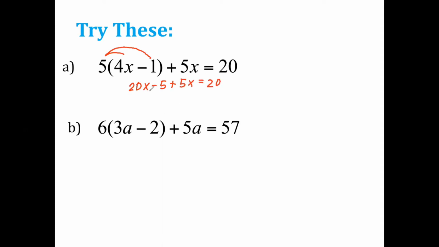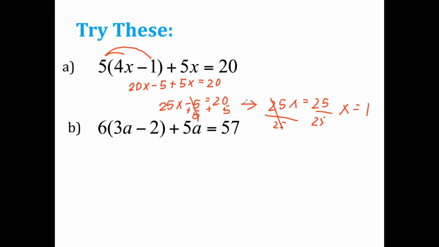Now you can go ahead and combine like terms. Always look for terms with the same variable. In this case, 20x plus 5x, which would be 25x minus 5 equals 20. Undo subtraction or addition. In this case, subtraction by adding 5 to both sides. That gives you 25x equals 25. Divide both sides by 25. 25 cancels, and you're given that x equals 1.